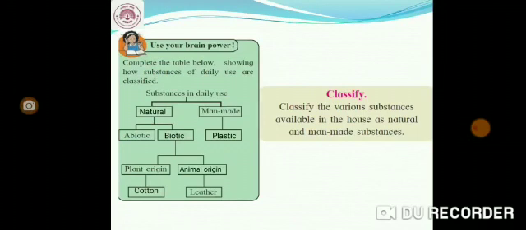On the same page, you will see: classify the various substances available in the house as natural and man-made substances. In your house, you have a television, you probably have a laptop, a sofa set, mats, glasses, a refrigerator, so many items around you. All these you are going to classify depending on whether they are natural or man-made.